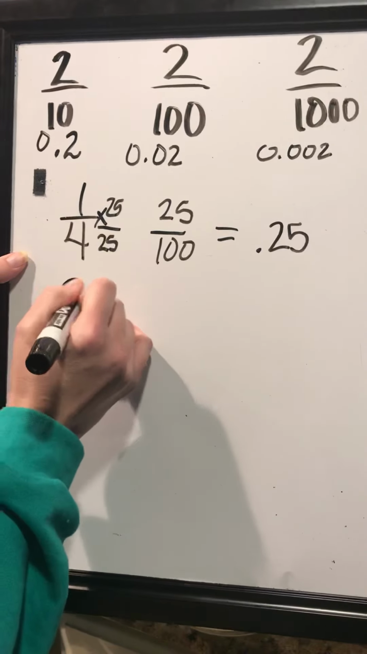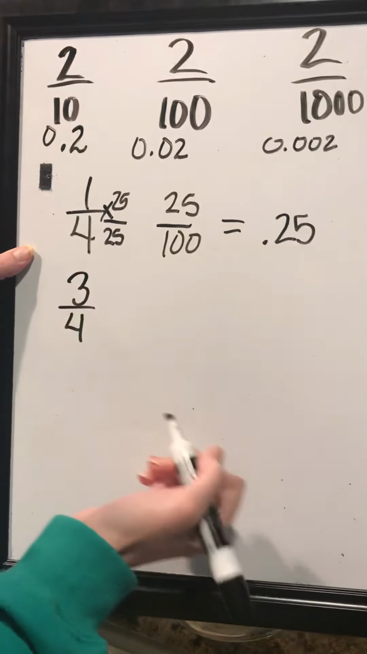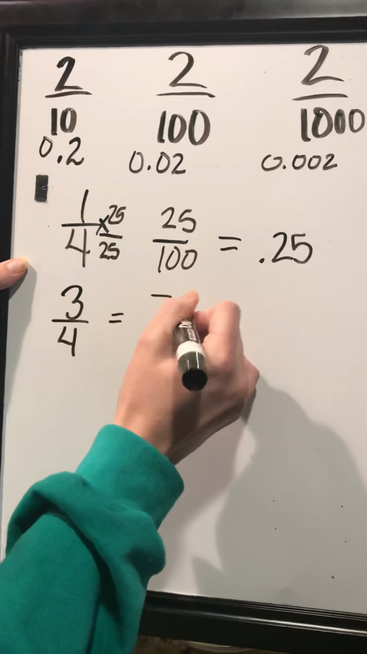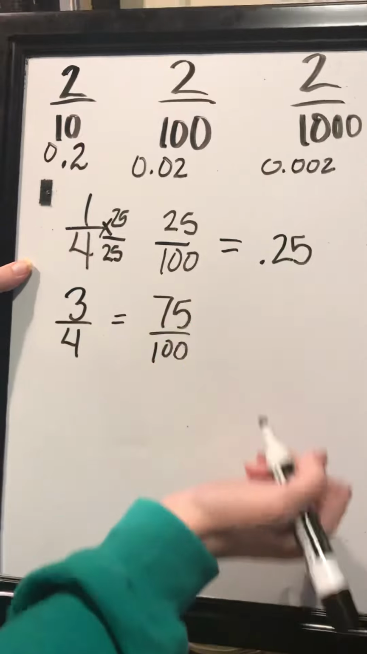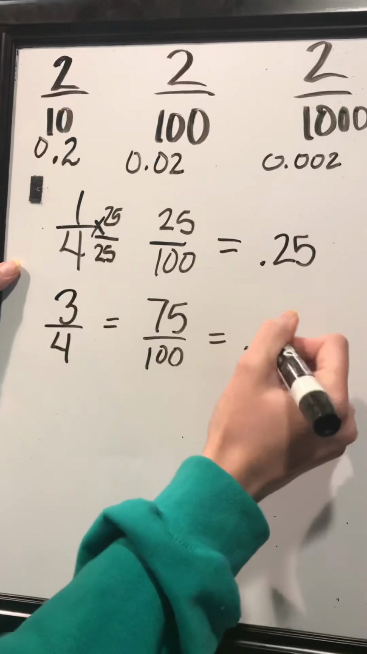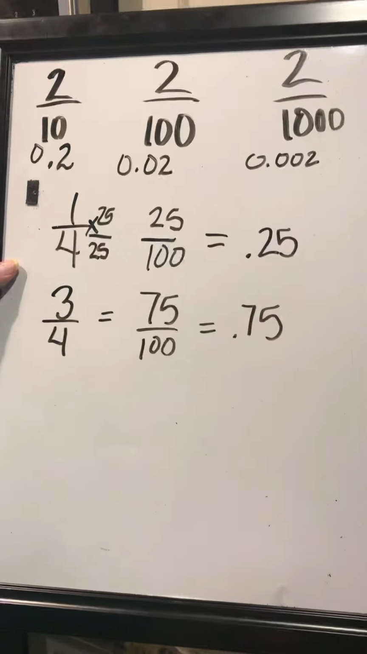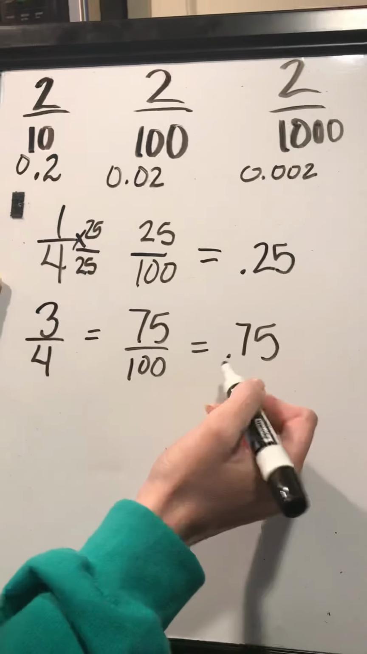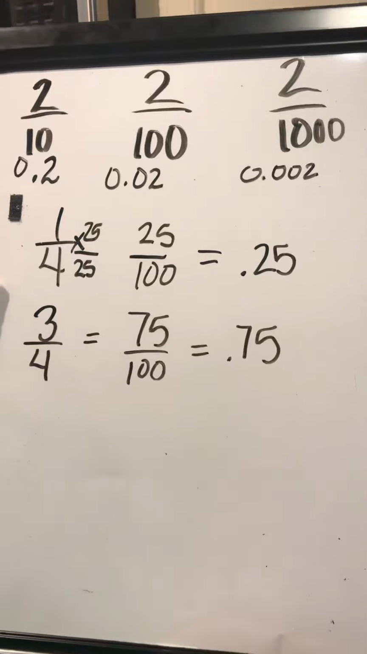So if I had 3/4, this one's going to be similar. It's equal to 75/100, which would be 0.75. So 3/4, 75/100, and then written as a decimal. These are all equivalent forms.